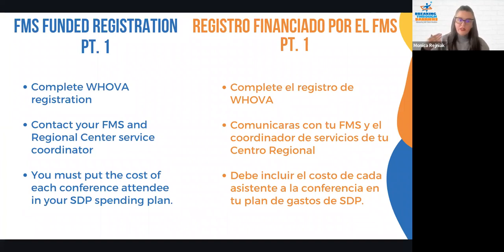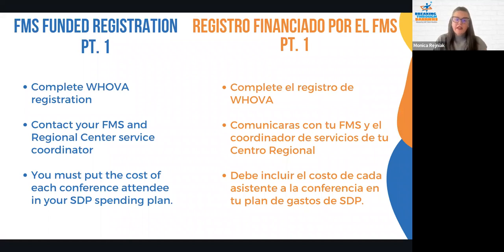Very similar process with individuals funded by an FMS. So again, you're going to start with complete your Whova registration. From there, contact your FMS and your regional center service coordinator to let them know that you want funds to be a line item for this conference. Now, many people have indicated that they already have it in their spending plan to attend a conference. So you just need to take the next step and indicate that it's $75, and give Disability Voices United your conference information.